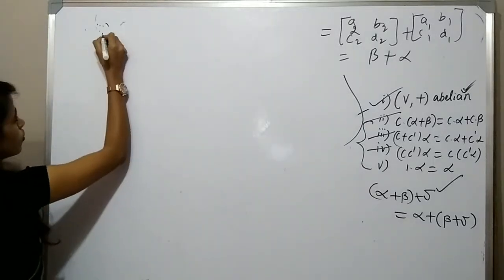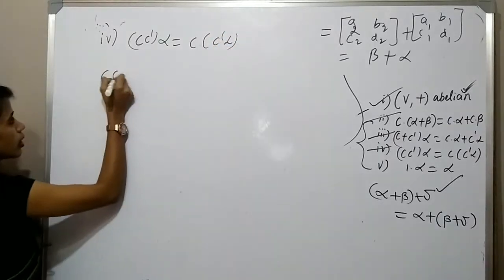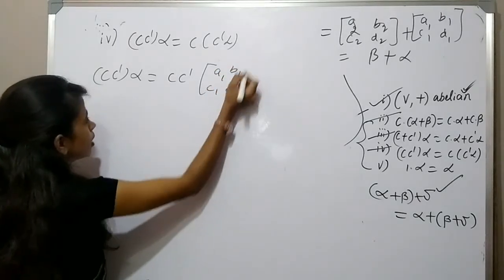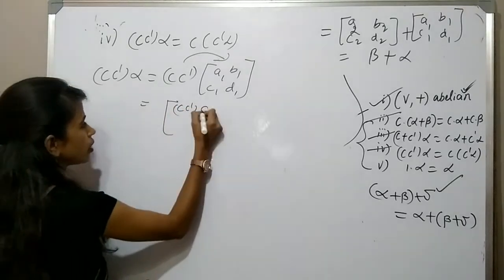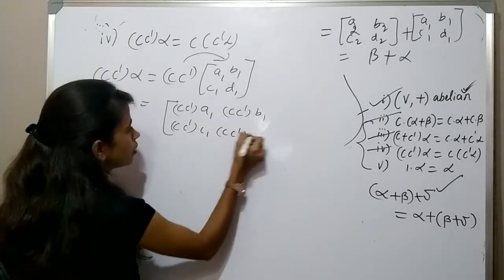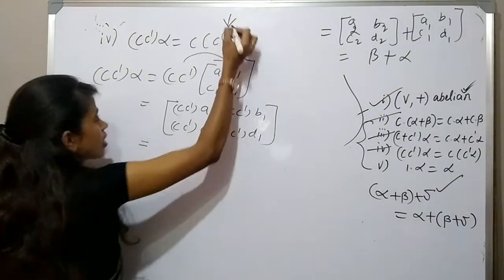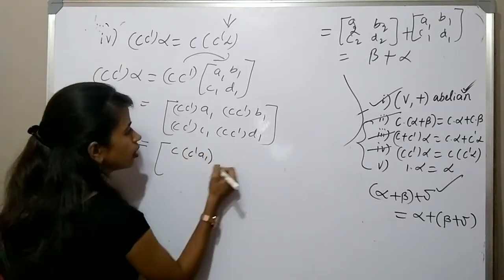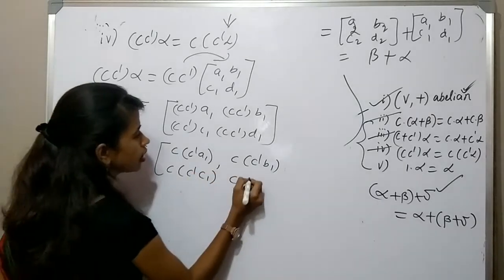For the fourth condition, what is that condition? (CC')α. We have to show (CC')α = C(C'α). For that, consider C'α. What is α? A1, B1, C1, D1. So multiply C' within. So we get what? C'A1, C'B1, C'C1, C'D1. So now here we must have C'α one side. For that, make the bracket for C'A1, and here make the bracket for C'B1. Here C'C1, here C'D1.